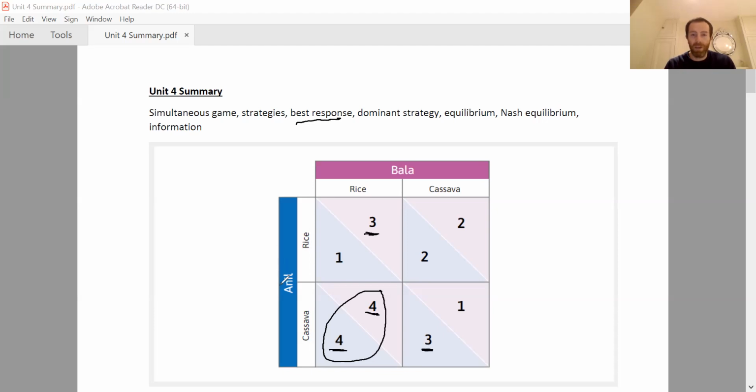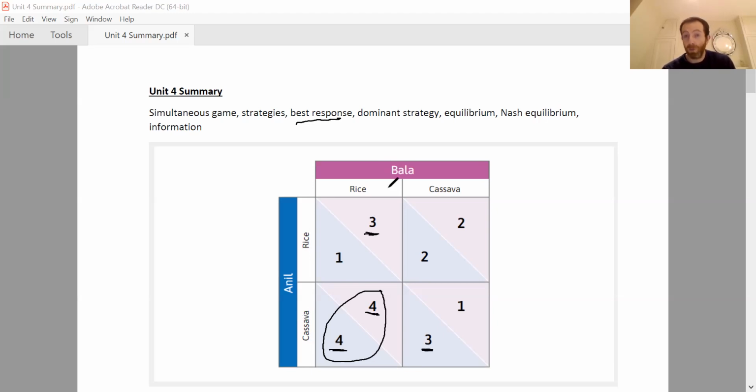So let's say, for example, Anil wants to choose one of these options. Doesn't matter what Bala is going to do, he always wants to choose the same option. And here, that is actually the case. So if we think about things from Anil's perspective, if Bala plays rice, we saw that he would go for cassava. If Bala plays cassava, Anil goes for cassava. So regardless of what Bala is doing, Anil always plays cassava. Anil has a dominant strategy here. He's always going to play cassava.